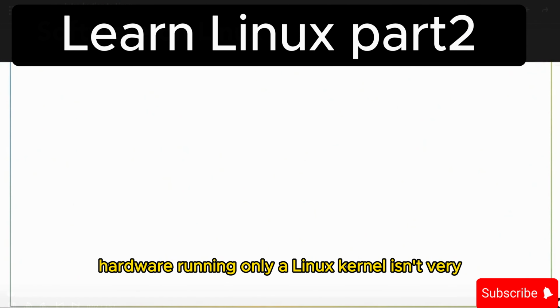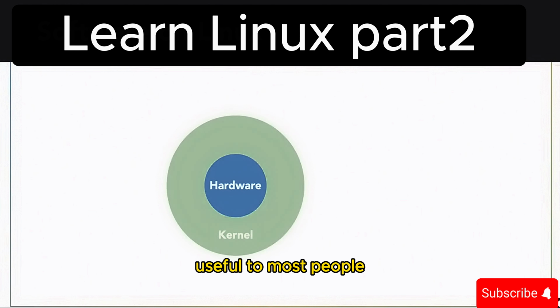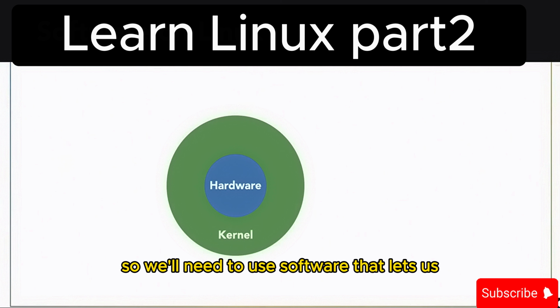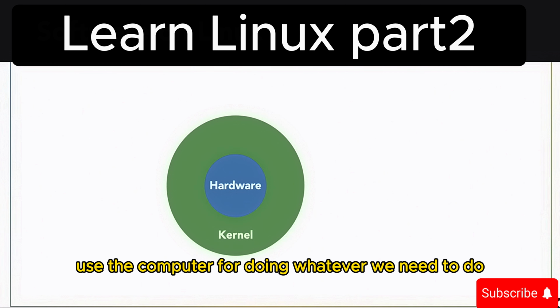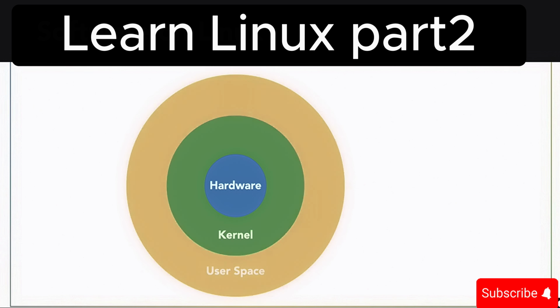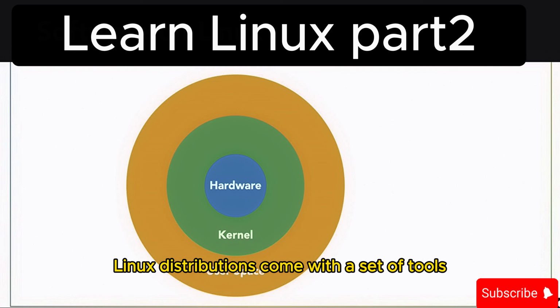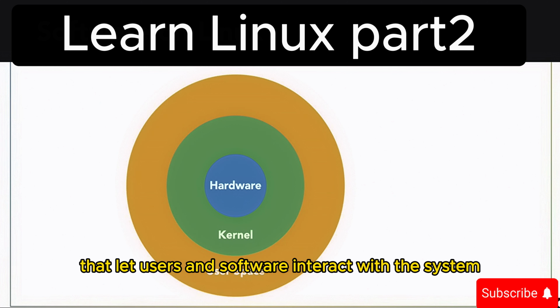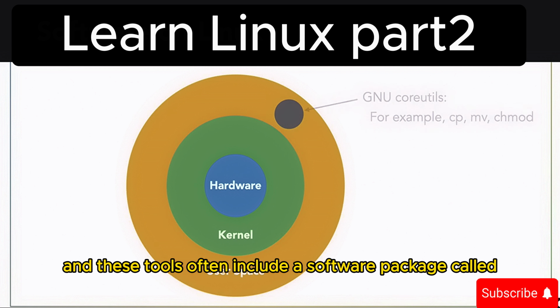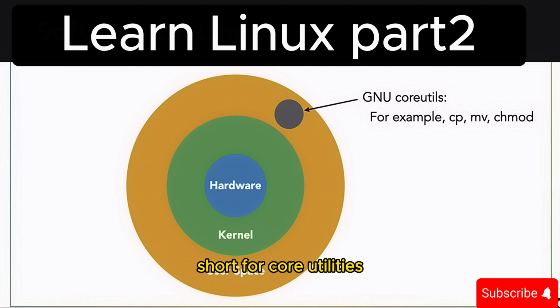Hardware running only a Linux kernel isn't very useful to most people. So we'll need to use software that lets us use the computer for doing whatever we need to do. Linux distributions come with a set of tools that let users and software interact with the system. And these tools often include a software package called the GNU Core Utils, short for Core Utilities.